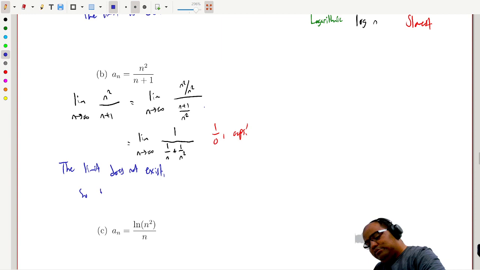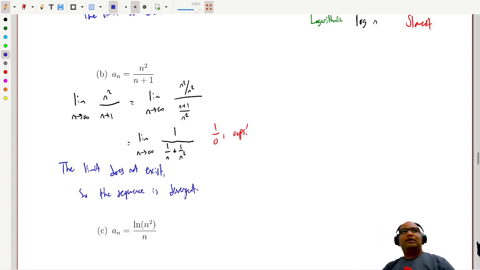So the sequence is divergent. Okay? The limit does not exist, or I should also have said the limit is infinity or minus infinity. Then we say that the sequence is divergent. Okay? The limit does not exist in this case, so we have a divergent sequence.